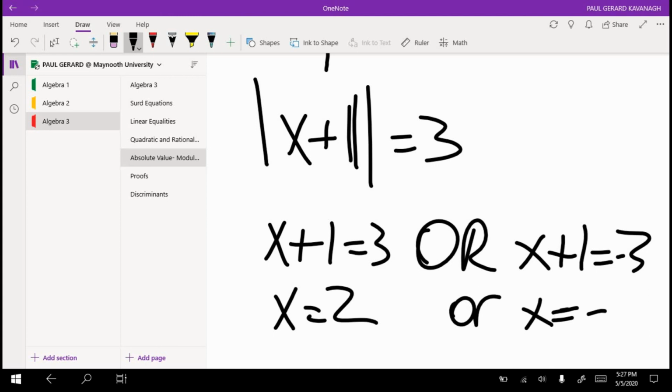So those are going to be the two values, and either of them can suit, because each of them is going to be 3 units away. So both of these values are still going to give that number of units away. If you put the 2 back in, it's going to be 2 plus 1, that's 3. The modulus of 3 is 3. And if you put in the minus 4, it's going to be minus 4 plus 1, that's minus 3. The modulus of minus 3 is 3. So that would be how you would get that.